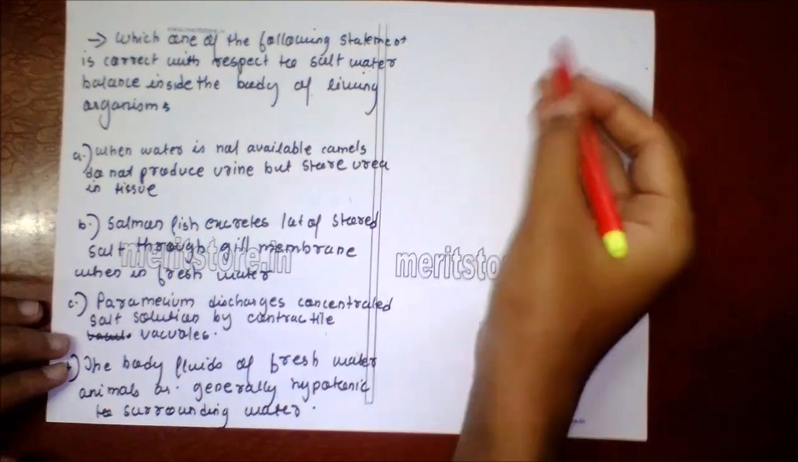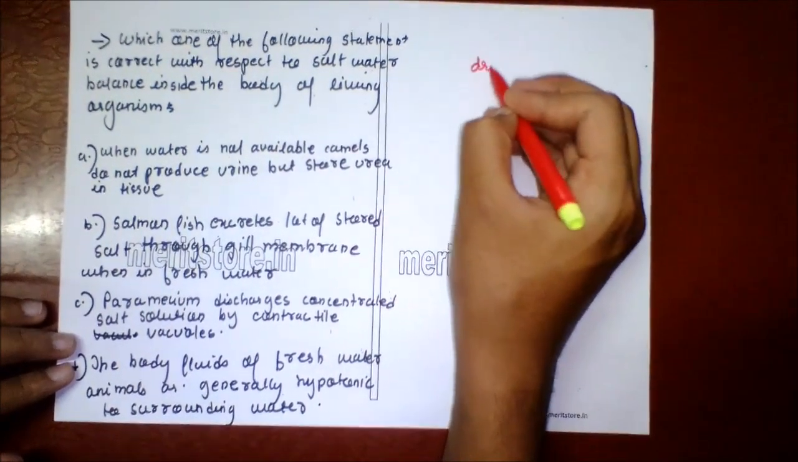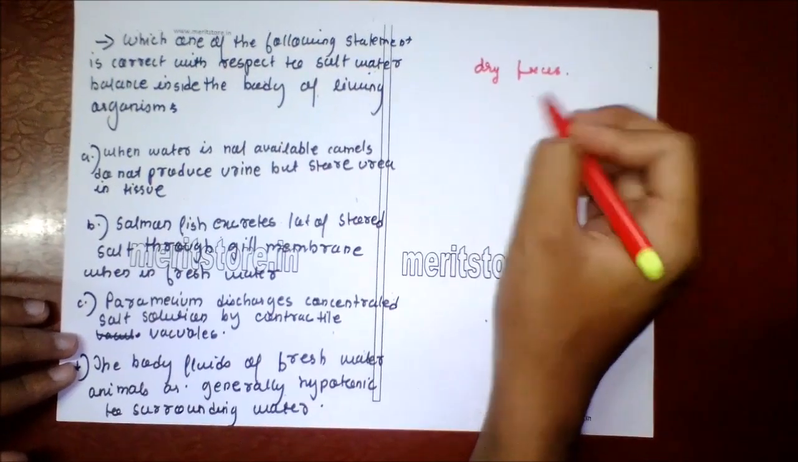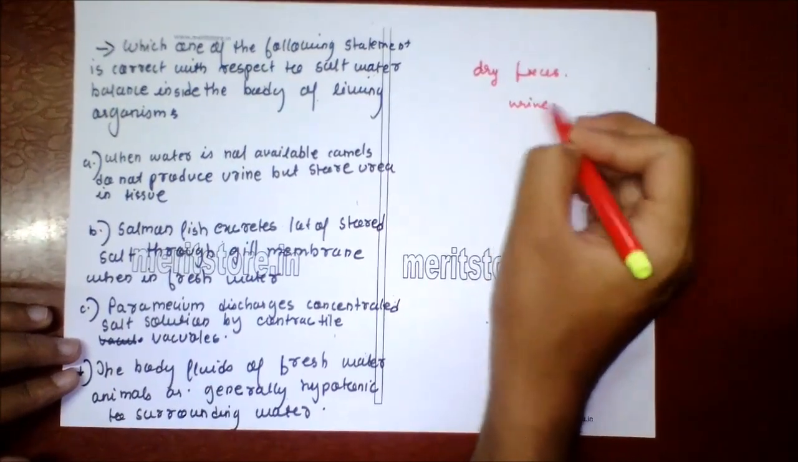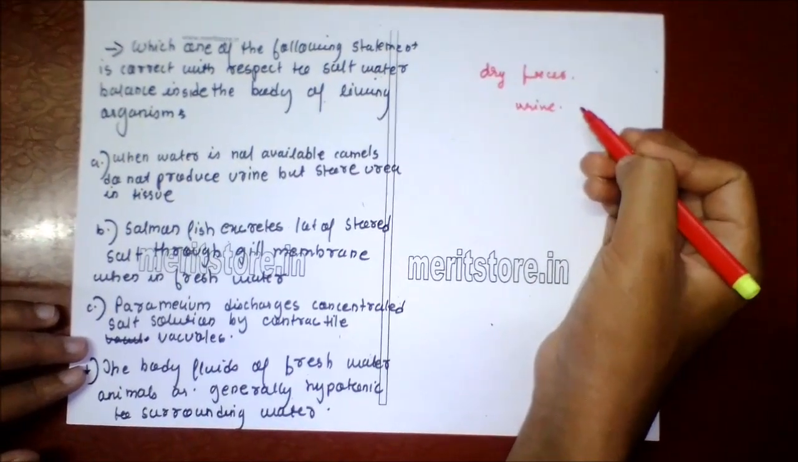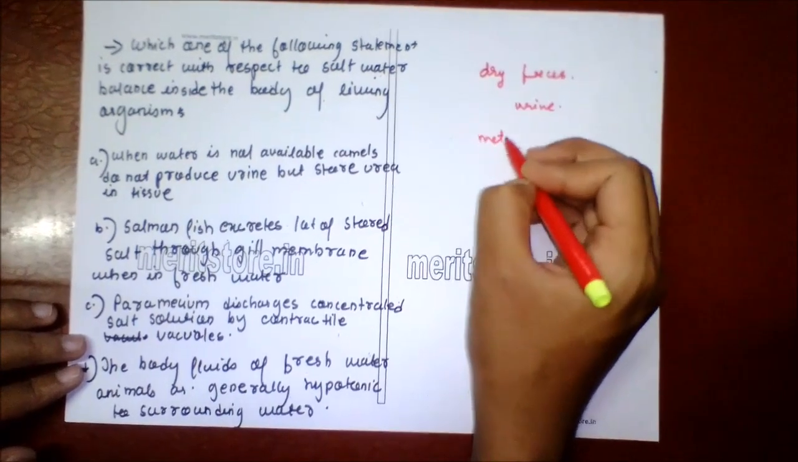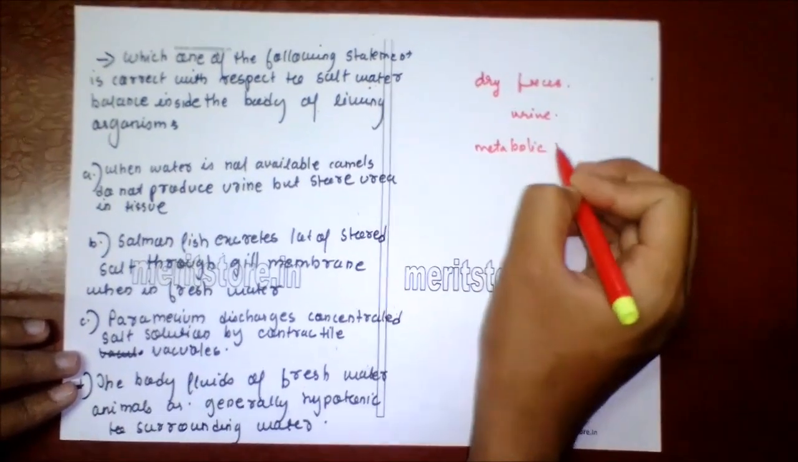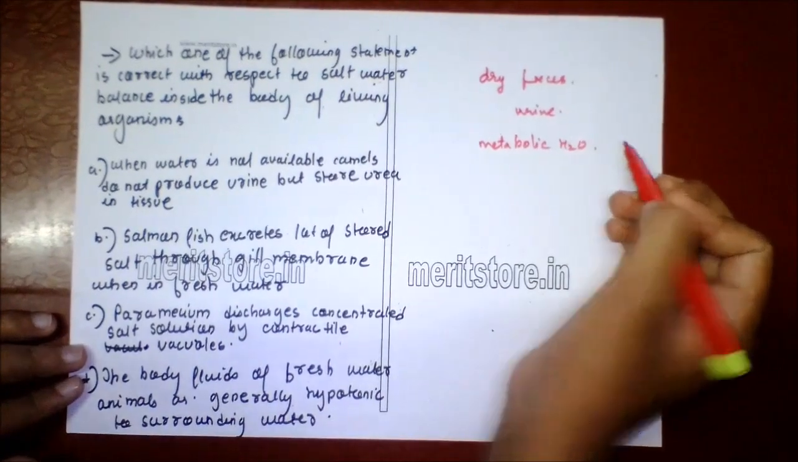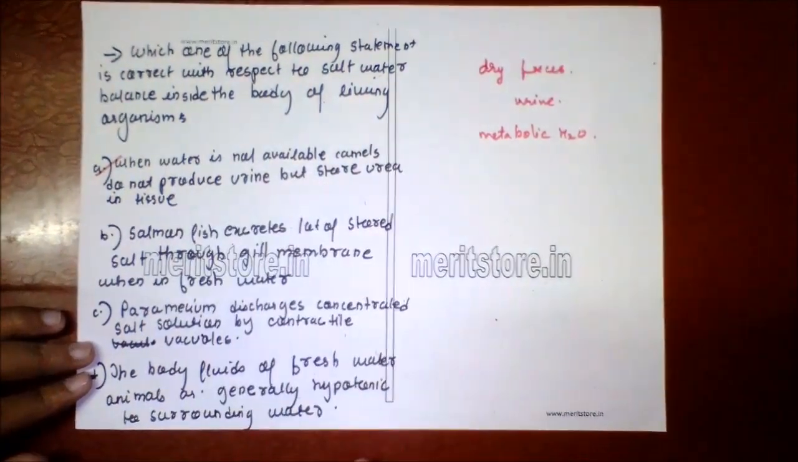So the camel produces nearly dry feces and highly concentrated urine. They store a lot of water. In the scarcity of water, they use only metabolic water and store urea in their body tissue. So option A is the correct answer.